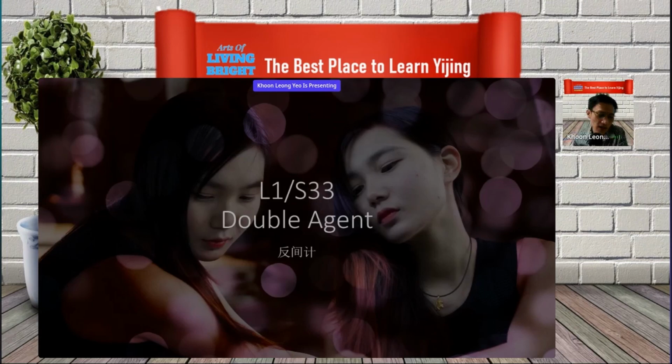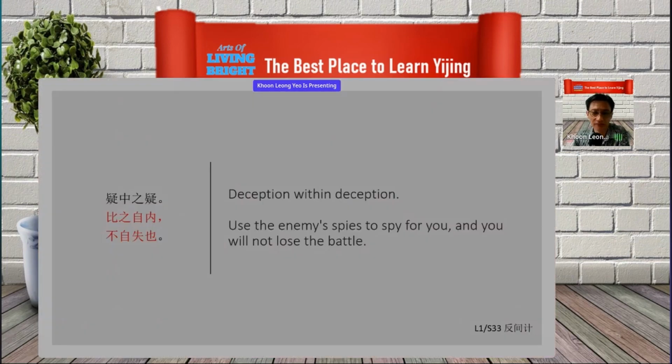Double agent, 反间计. 反间计 is a very troublesome stratagem I rarely use. But if you are game for it, you can try. But it's very difficult to use. Okay, so what it says here in the classic: 疑中之疑，彼之内不自私也.